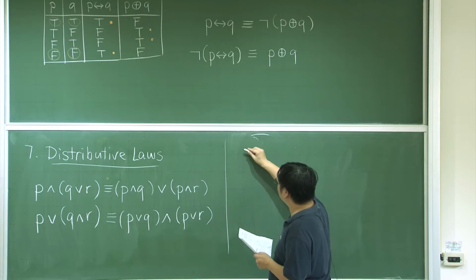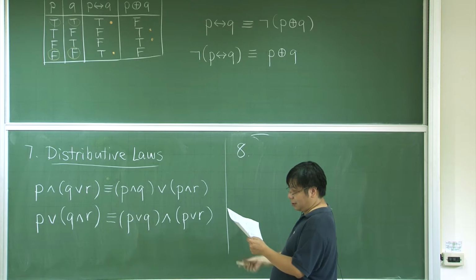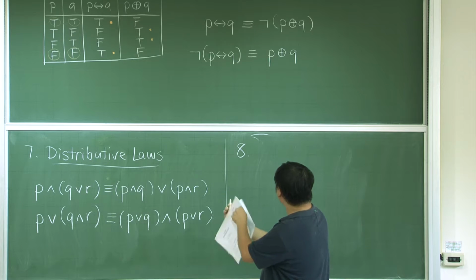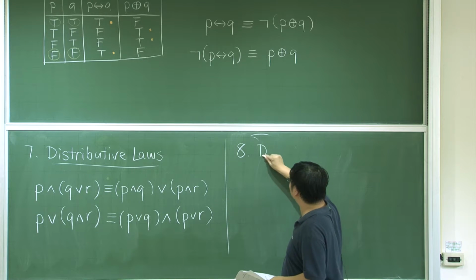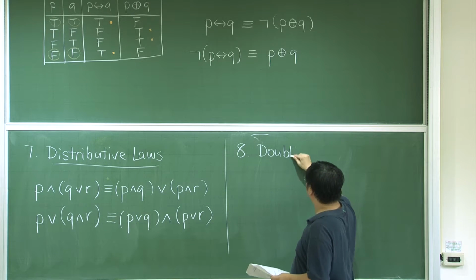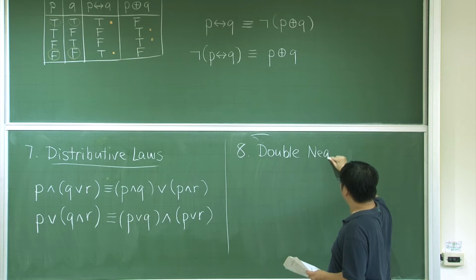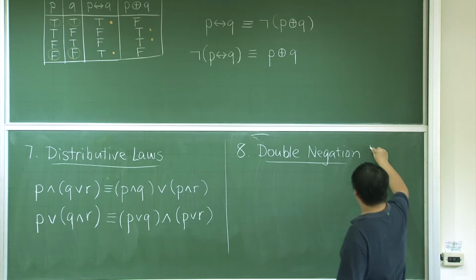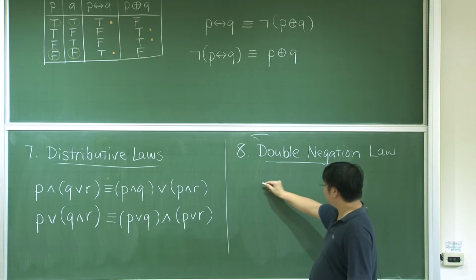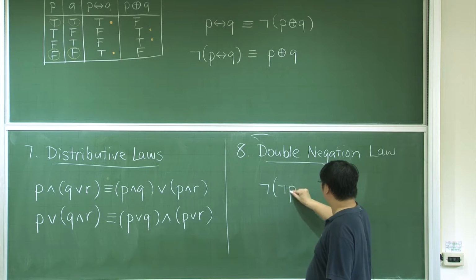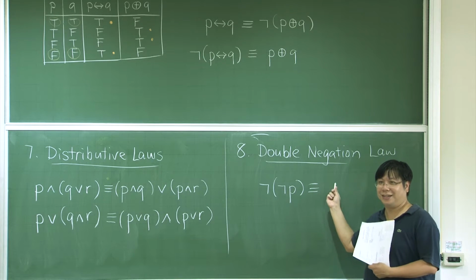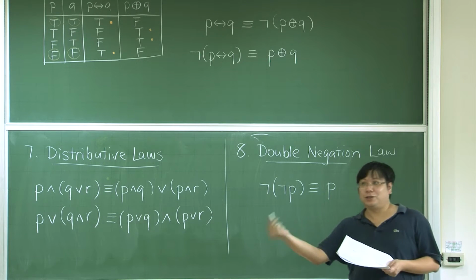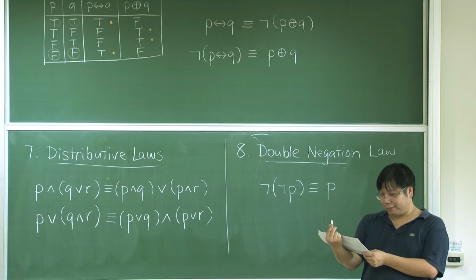And there are two more. One is this absorption law. How come? I missed one of them. Oh, there's double negation. I forget. Okay, so let's do double negation. Double negation law is just one law. It's not of not P is equal to what? P. Very good. You do one thing, 2 times not, then it gets back to itself.